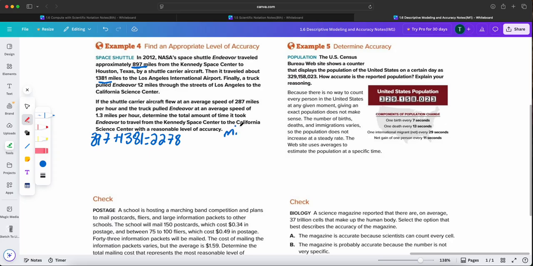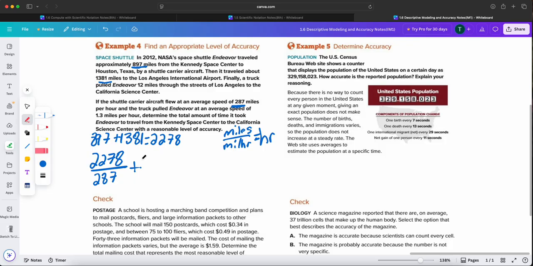Now for this, we want to do miles per hour. So we're going to be taking miles divided by our miles per hour, because we want to get just hours. So we'll take how far they traveled divided by their speed, and that will give us how many hours it took them to travel during that. So for the aircraft, they traveled 2,278 miles, and then we are told that its speed was 287 miles per hour. So that will tell us how many hours it was in the aircraft.